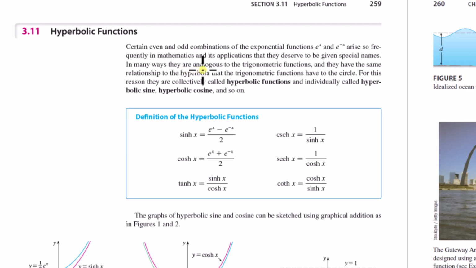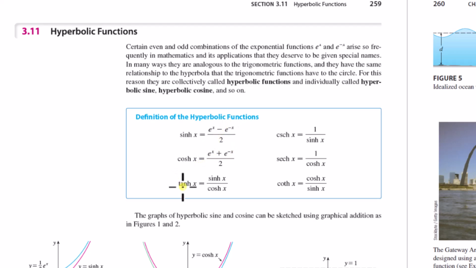In many ways, they are analogous to the trigonometric functions, and they have the same relationship to the hyperbola that the trigonometric functions have to the circle. For this reason, they are collectively called hyperbolic functions, and individually called hyperbolic sine, hyperbolic cosine, etc. Okay, so these are the main functions: hyperbolic sine and hyperbolic cosine, defined based on these combinations of e to the x and e to the minus x.